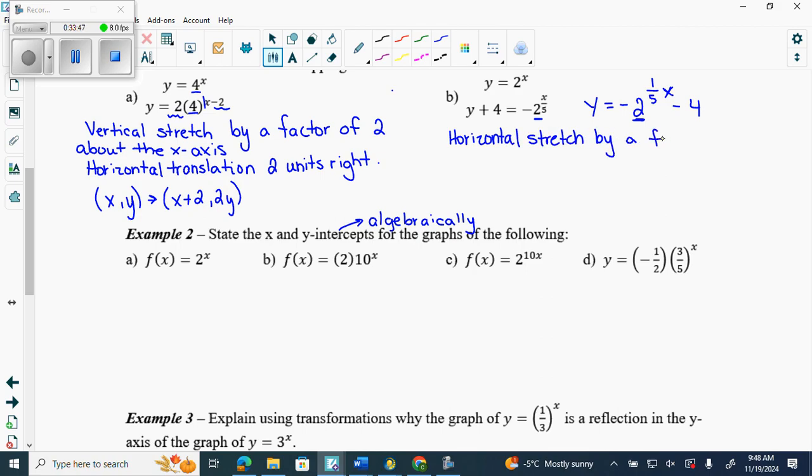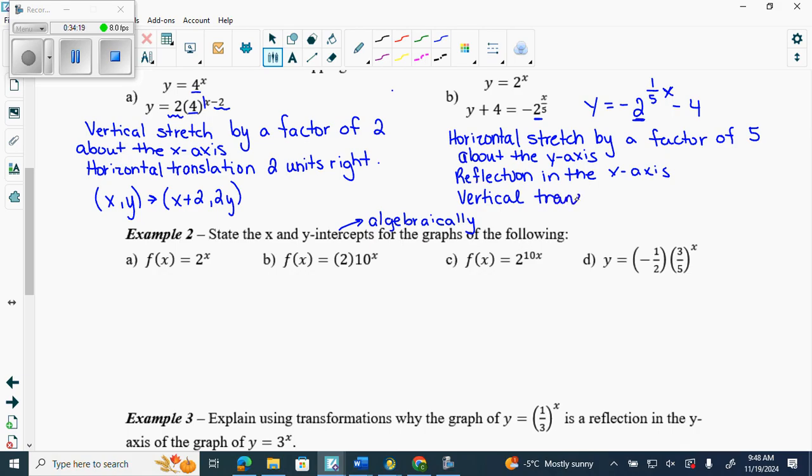By a factor of what? So I'll answer 1.5, about the y-axis. We have a reflection in the what? Almost done. Reflection in the what? Reflection in the x-axis. And vertical translations: 4 units what?